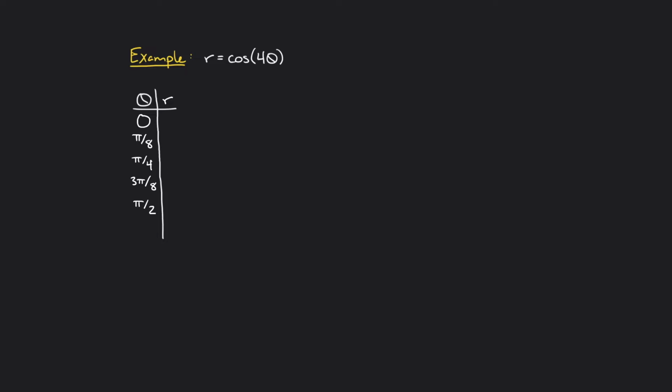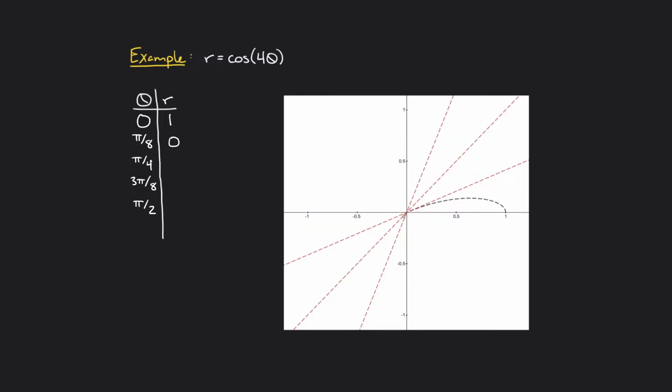When theta equals 0, we get r equals 1. And when theta equals pi over 8, r equals 0. So, on the interval from theta equals 0 to theta equals pi over 8, r goes from 1 to 0. And so, we get a segment that looks something like this. Notice here that the red dotted lines indicate multiples of pi over 8.